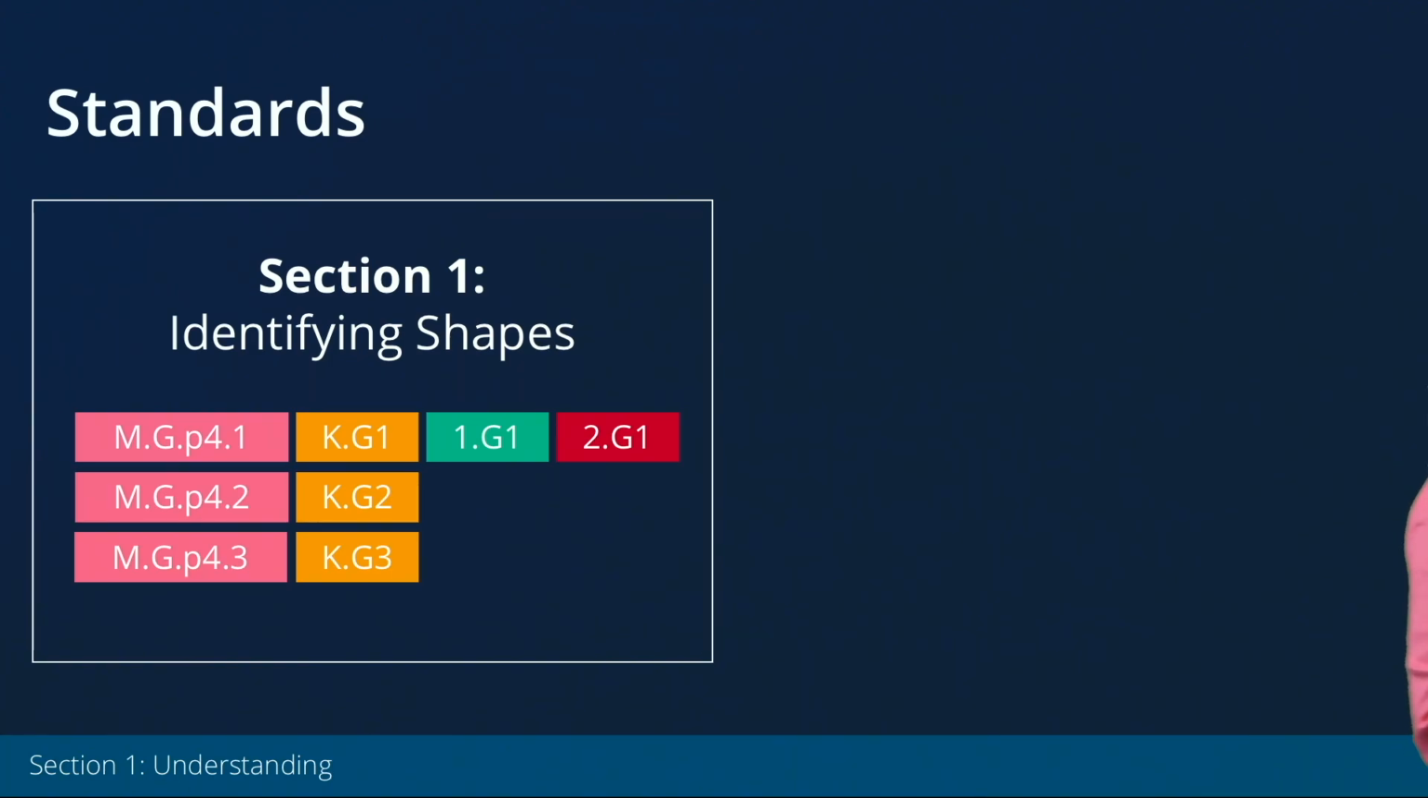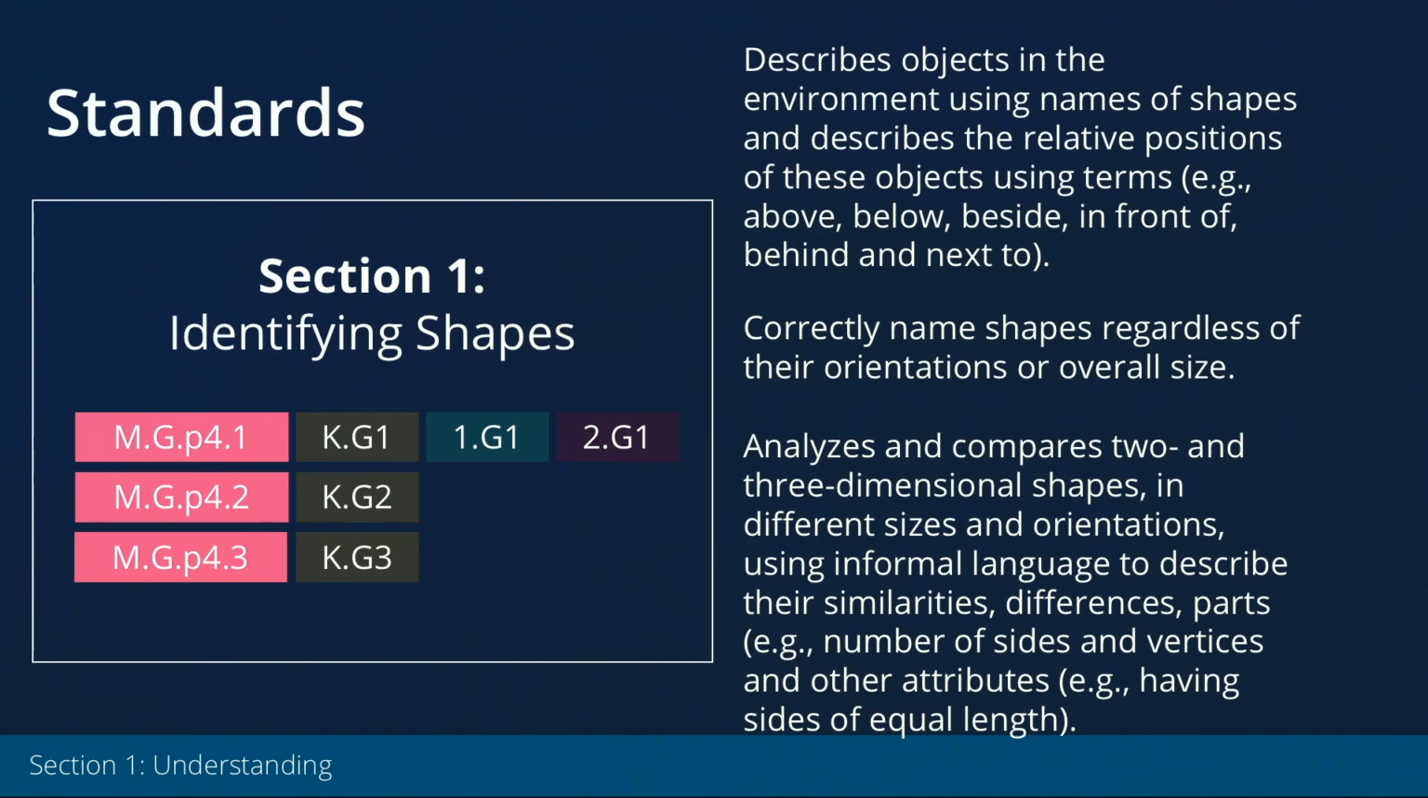So let's see. At preschool, students are expected to describe objects in the environment using the names of shapes. They're also expected to correctly name shapes regardless of orientation or size. And they're expected to compare and analyze 2- and 3-dimensional shapes.